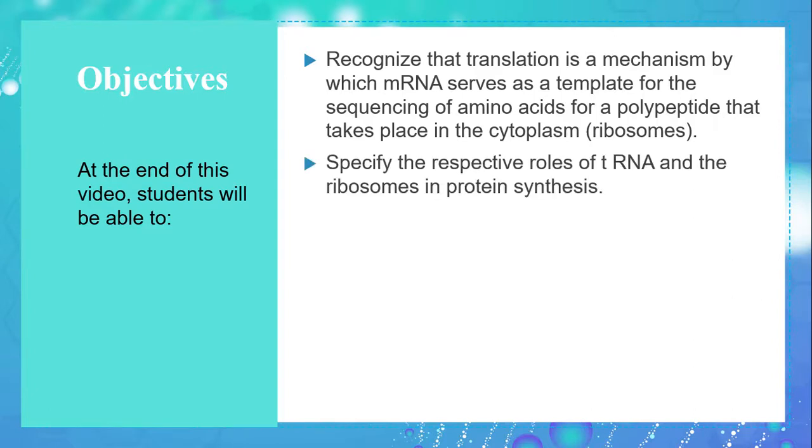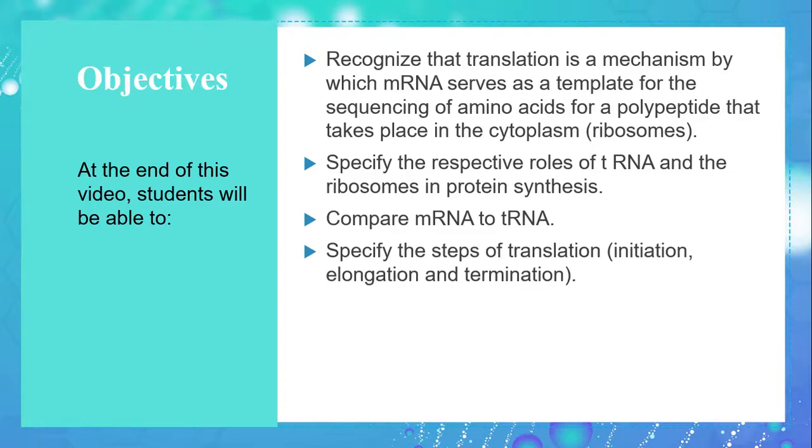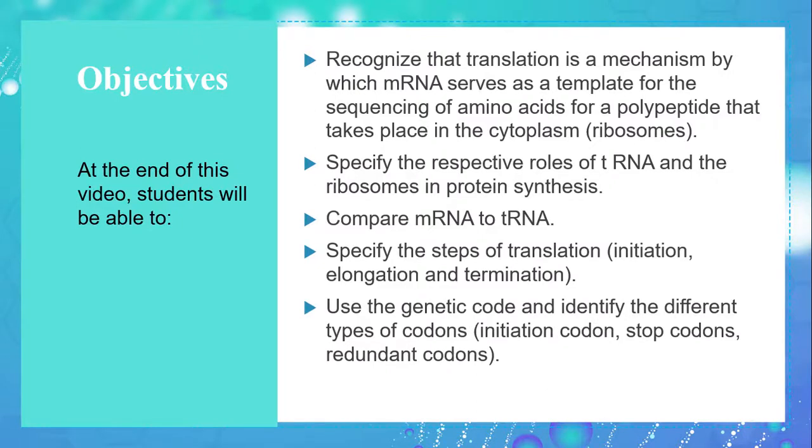Specify the respective roles of tRNA and ribosomes in protein synthesis. Compare mRNA to tRNA, specify the steps of translation, and learn how to use the genetic code and identify the different types of codons: initiation codons, stop codons, and redundant codons.